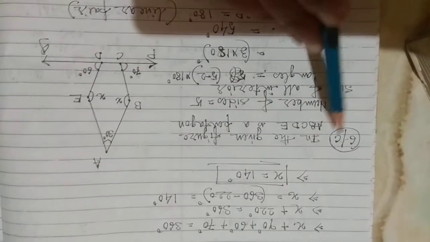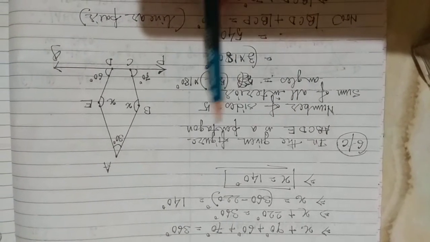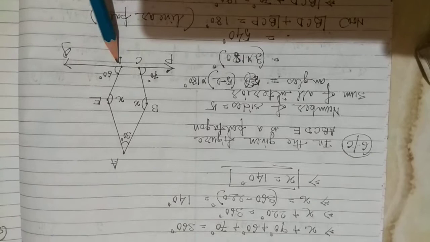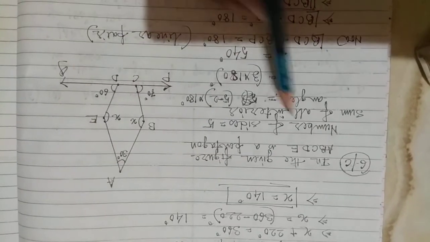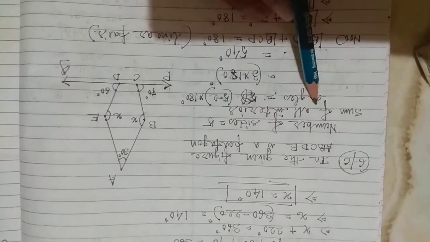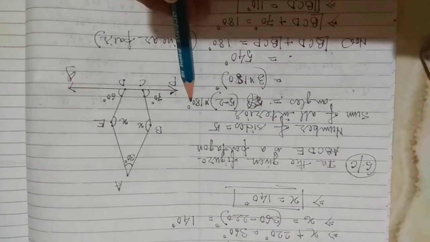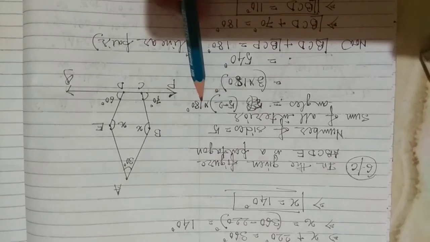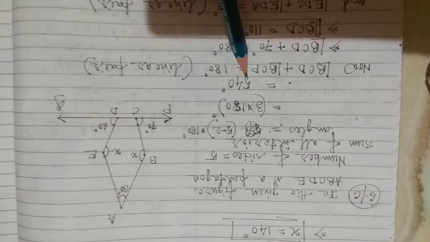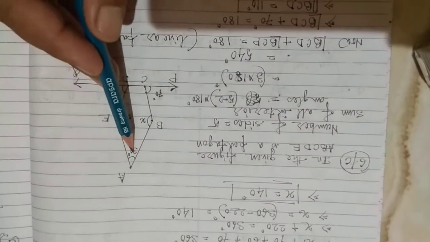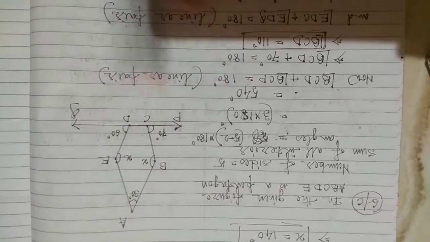Question number 6c. In the given figure, ABCDE is a pentagon. Here ABCDE is a pentagon because there are 1, 2, 3, 4, 5 sides. So the number of sides is 5. So the sum of all interior angles equals number of sides minus 2 into 180 degrees. So 5 minus 2 into 180 degrees equals 3 into 180 degrees equals 540 degrees. That means the sum of all these 5 interior angles of a pentagon is 540 degrees.